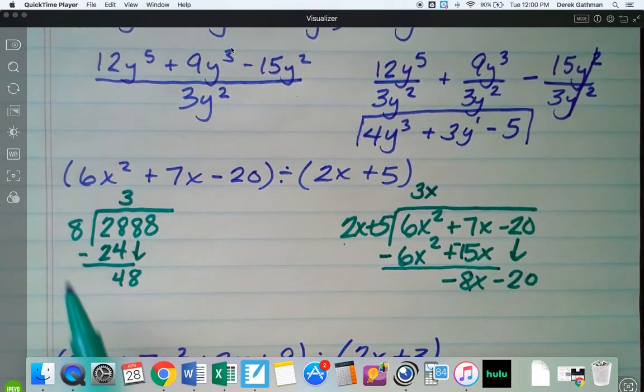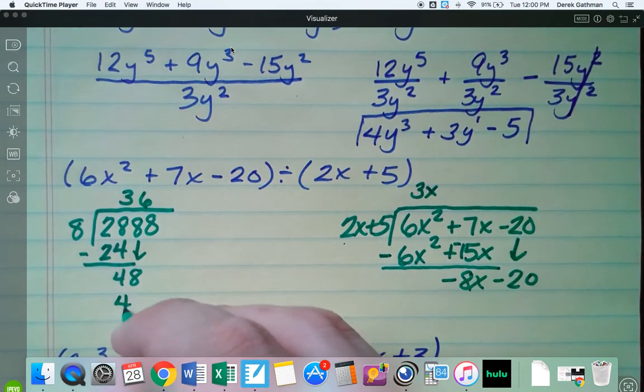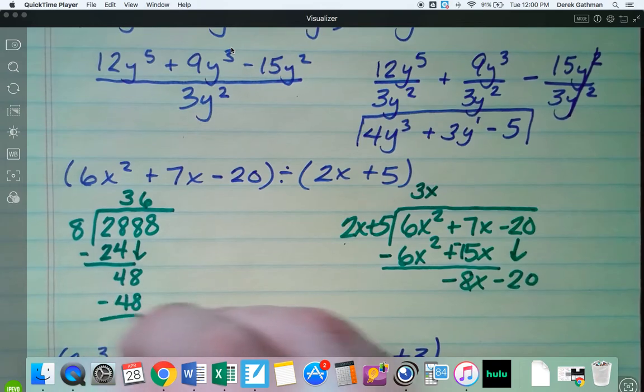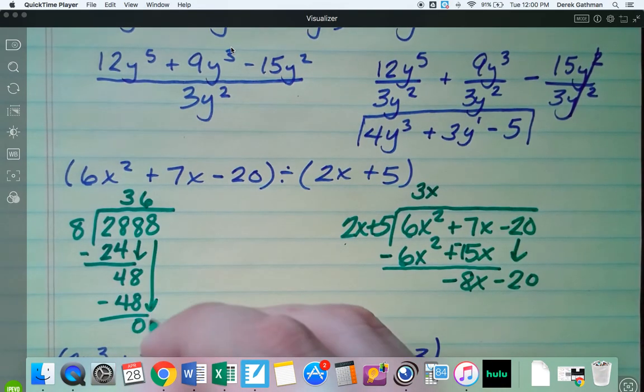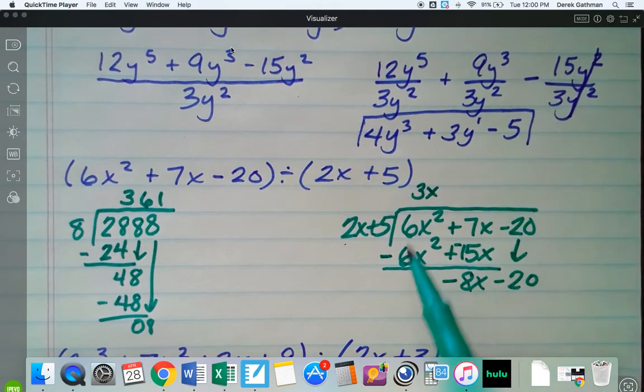How many times does 8 go into 48? This one is 6. Right, and then I do the same thing. I multiply it out, subtract. Oh, I got to keep going. So I get 361. Same process over here.